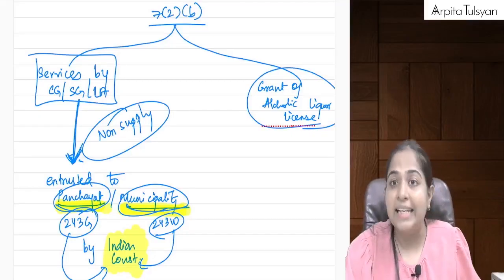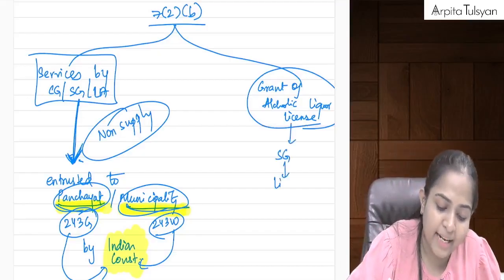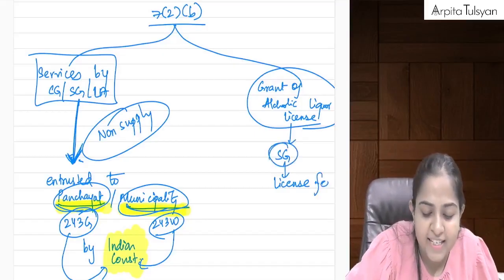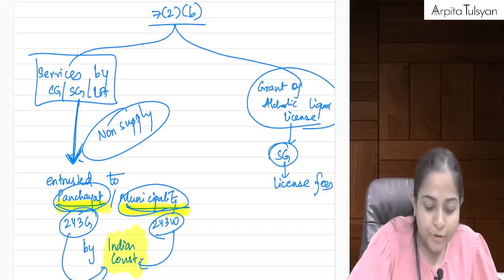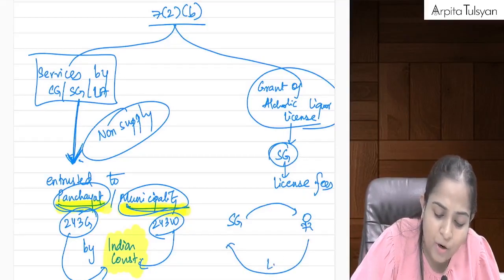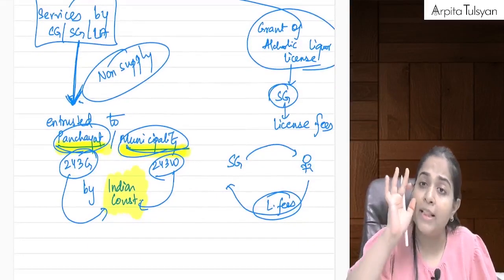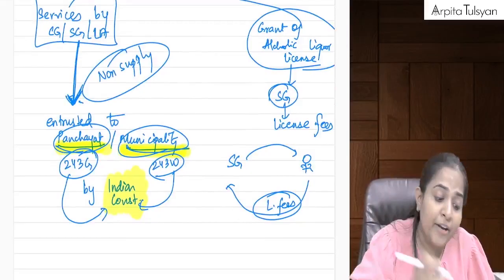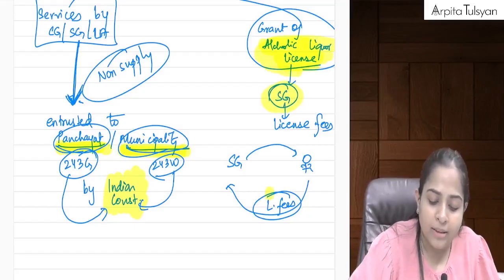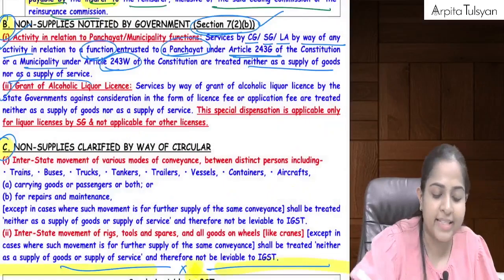And if I want to start a liquor shop in my state, then I will have to go to the state government and take the license from the state government. For giving the license, the state government charges something called a license fee from me. So the state government is providing the services to me by giving me the license, for which I am required to pay the license fees. This exception is applicable only for alcoholic liquor license, where the license is given by the state government. On this license fee, there is no GST applicable. This is neither considered as supply of goods nor considered as supply of services.